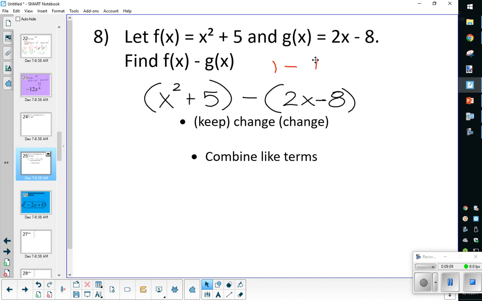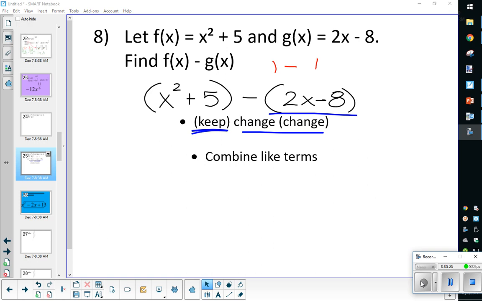write it down, write down G, put a minus sign. The big key here is put it in parentheses. That first sign, nothing changes, but the signs change on the second one since you have a minus sign, and then you are going to combine like terms.